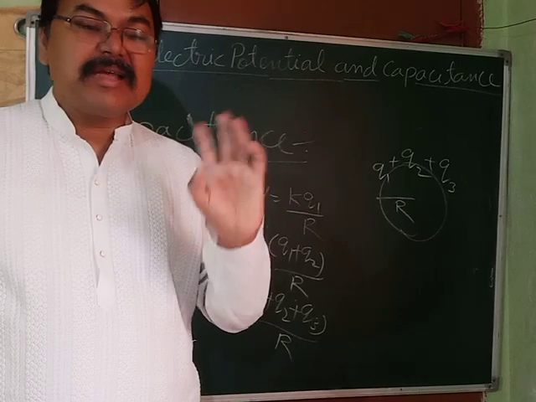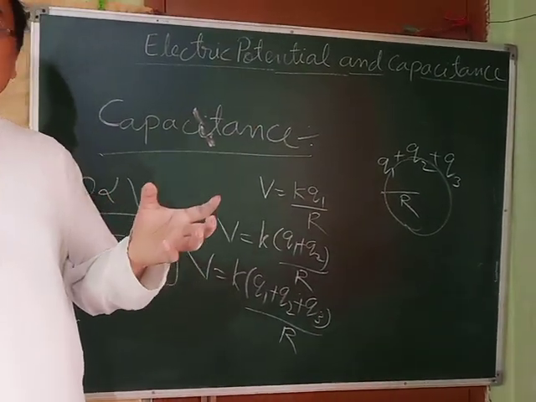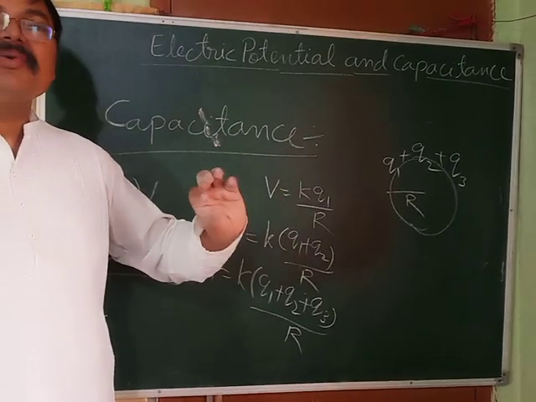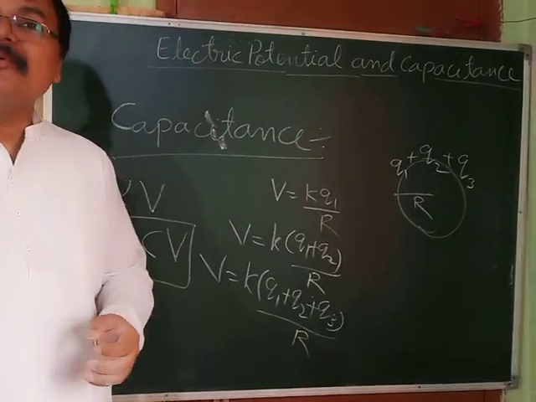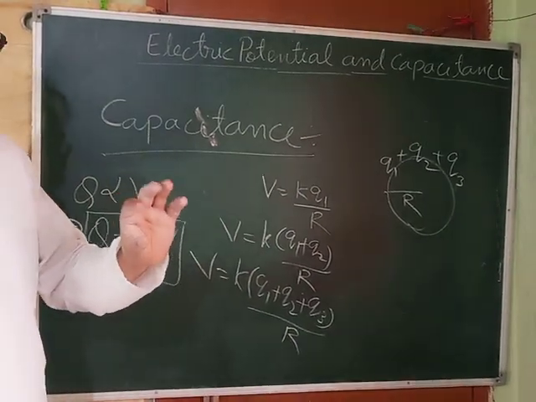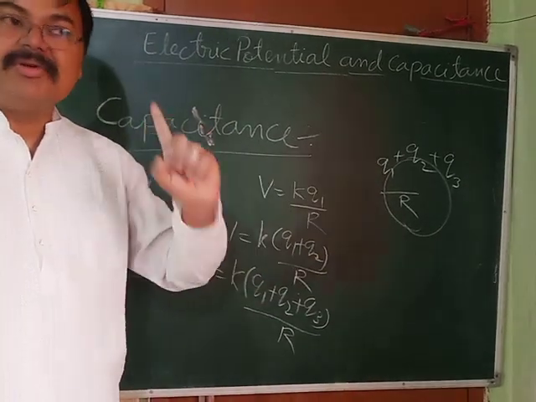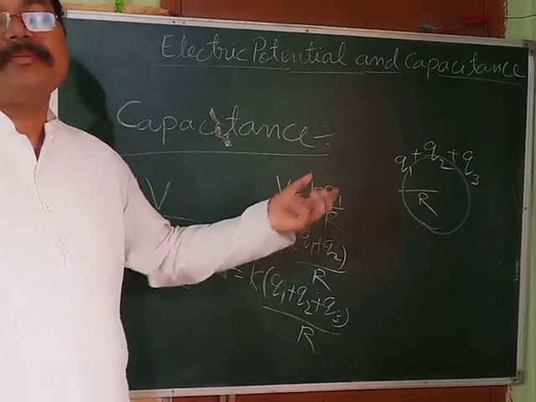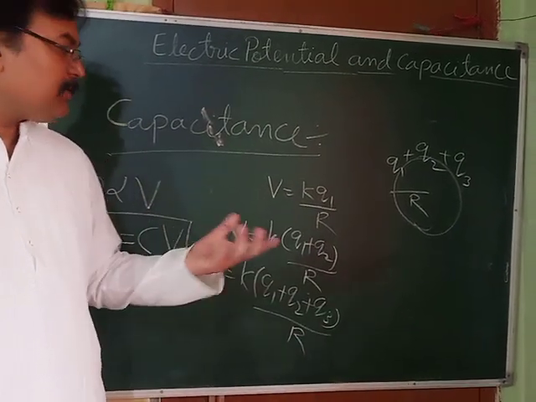So what is capacitance? The amount of charge. Suppose 5 coulomb charge is required by a device or conductor to increase its potential by 1 volt. Suppose its potential was 5 volt and you gave 20 coulomb charge and its potential has become 6 volt. So the increase is by 1, and 20 is the capacitance of that conductor. Got it?